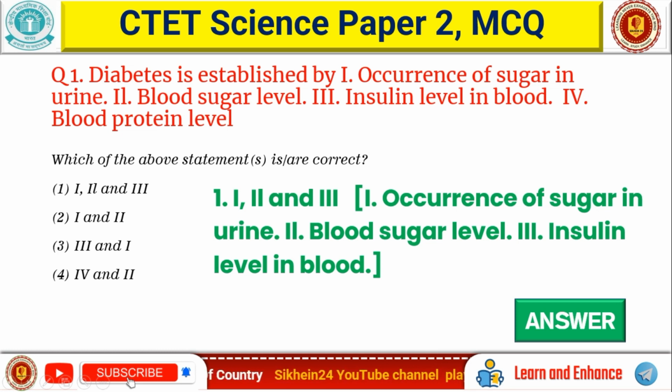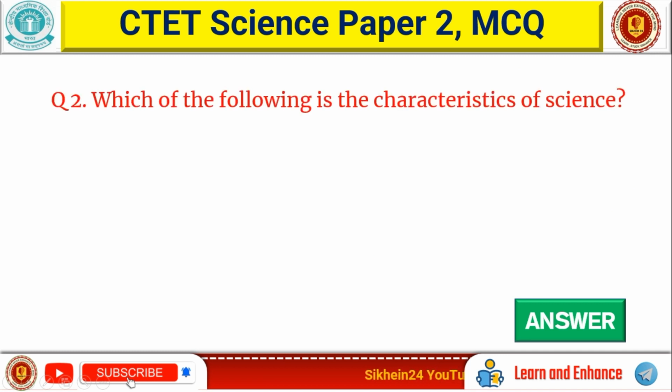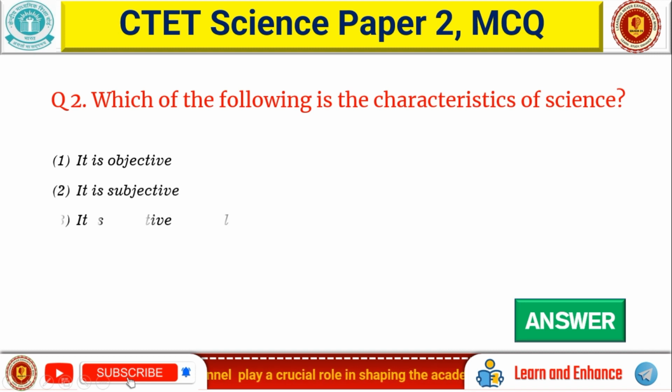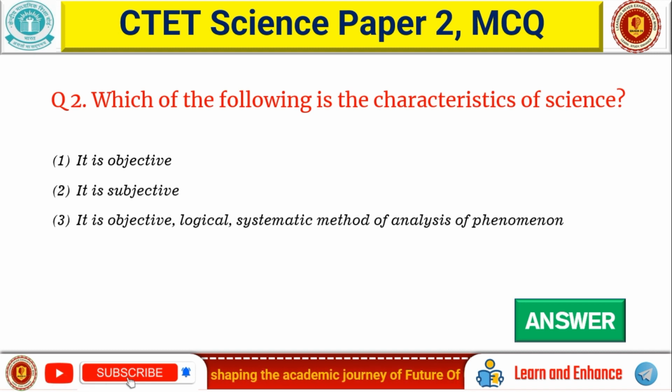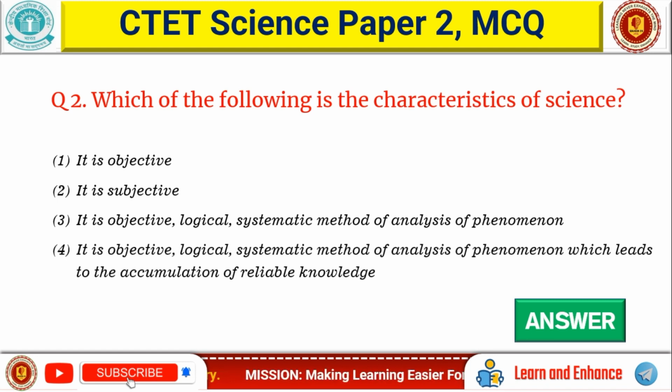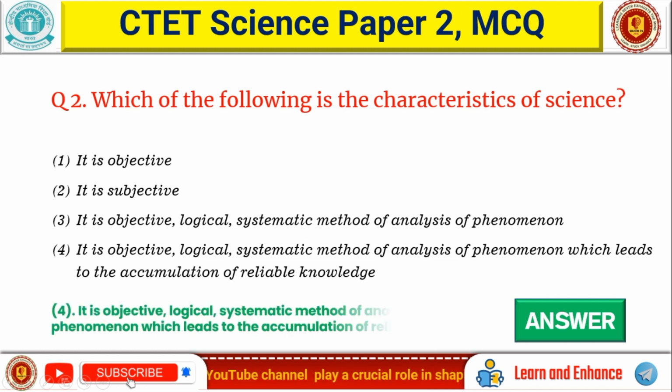So next question on your screen, you can see which of the following is the characteristics of science. Option we have: it is objective, it is subjective, it is objective, logical, systematic method of analysis of phenomena, and fourth option, it is objective, logical, systematic method of analysis of phenomena which leads to accumulation of reliable knowledge. So what would be the answer? Let's see. 4 is the appropriate answer of this question. This objective or logical systematic method of analysis of phenomena which leads to the accumulation of reliable knowledge is the characteristics of science in the given option.